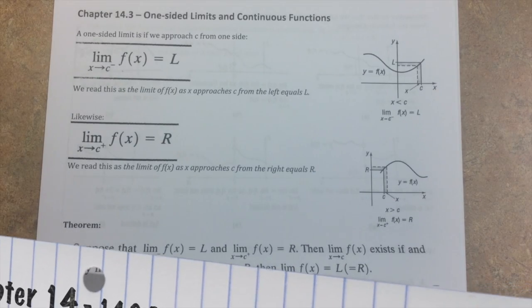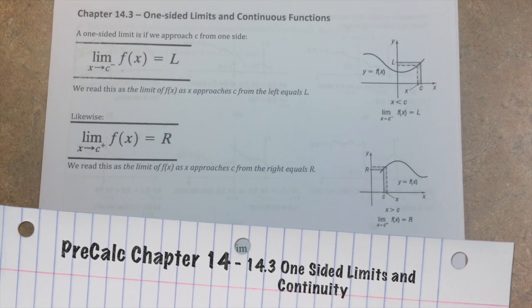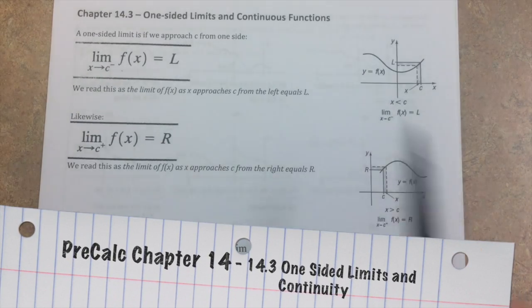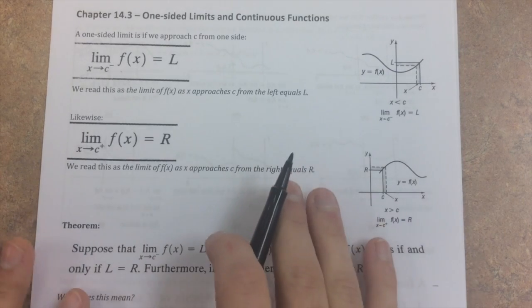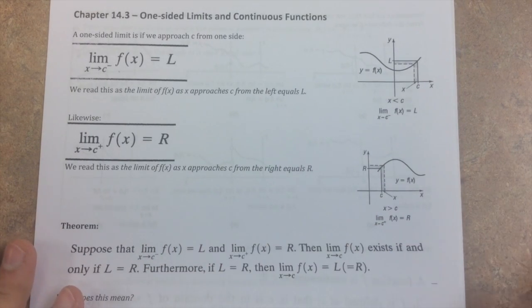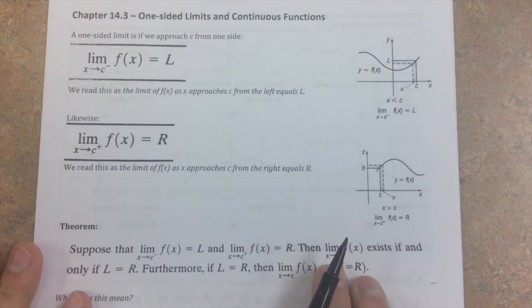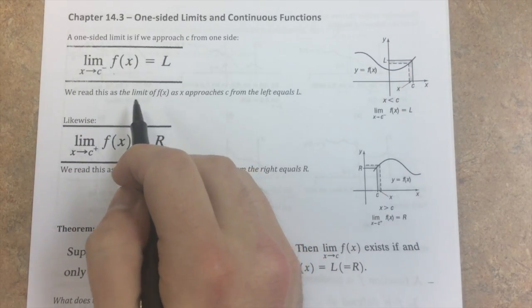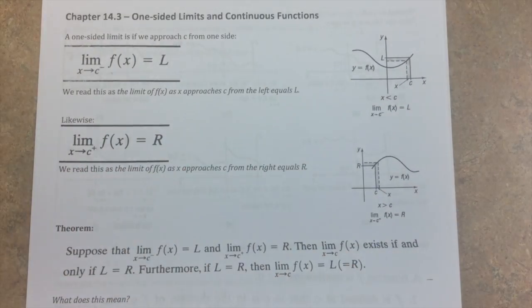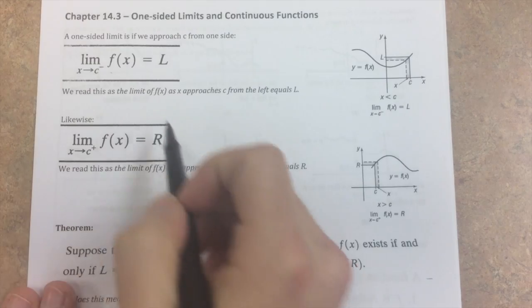So section 14.3, we're going to be talking about one-sided limits, continuous functions, and more to the point, what it means for a limit to exist. We make these distinctions, and we've seen it before with some of the piecewise functions we've dealt with: sometimes if we approach a limit from the left-hand side, it's not always the same value as we get from the right-hand side.